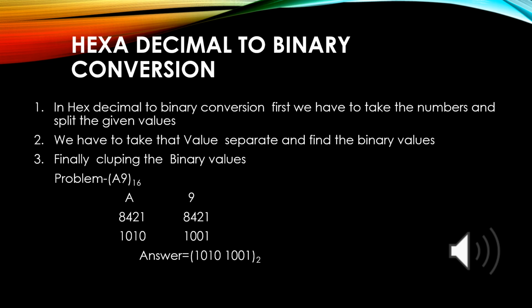The given hexadecimal value is A9. First, we have to split the value. The decimal value of A is 10. If we take LCM for 10, we will get 1010, and again we take LCM for 9. If we take LCM for 9, we will get 1001. The binary value of A9 is 10101001.